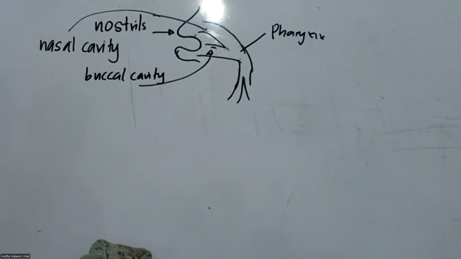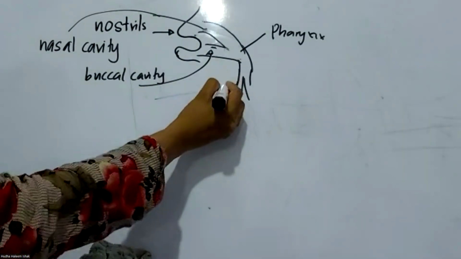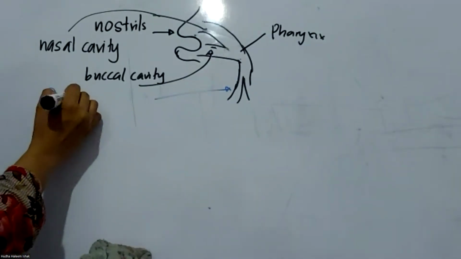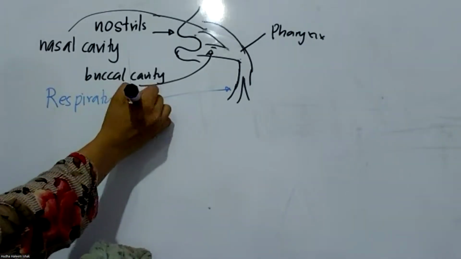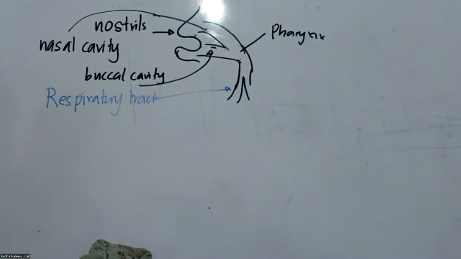One is the respiratory tract. This is the respiratory tract. So today we are going to study about this tract only. Okay, respiratory tract. And the other one is the digestive tract. So we need this respiratory tract only now.